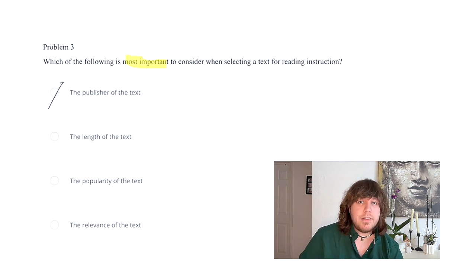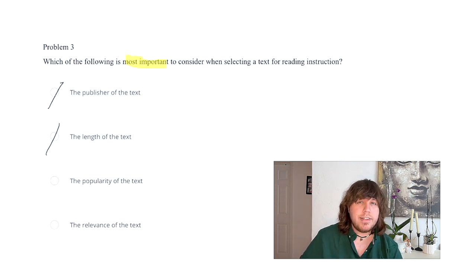B says that you need to consider the length of the text, and maybe sometimes you do. If a text is too long and the students won't have time to get through it, what you as a teacher can do is have them read half of the text, or have them read a portion of the text. So that might be a concern, but not a big one because you have that workaround. So we can get rid of that answer choice as well.